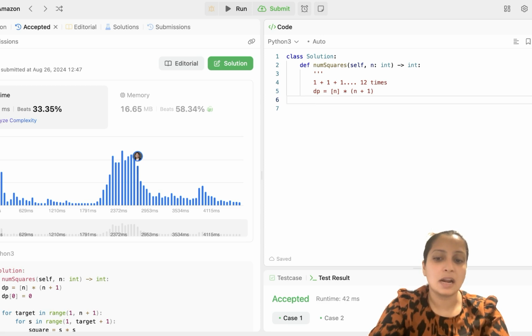I'll also initialize my DP[0] value with 0, because it takes 0 perfect squares to sum up to 0. That's a true fact, right? You can achieve a sum of 0 by using 0 perfect squares.